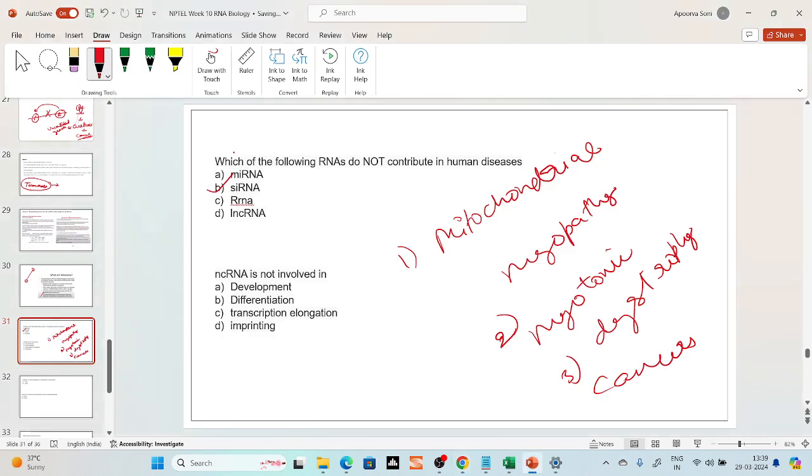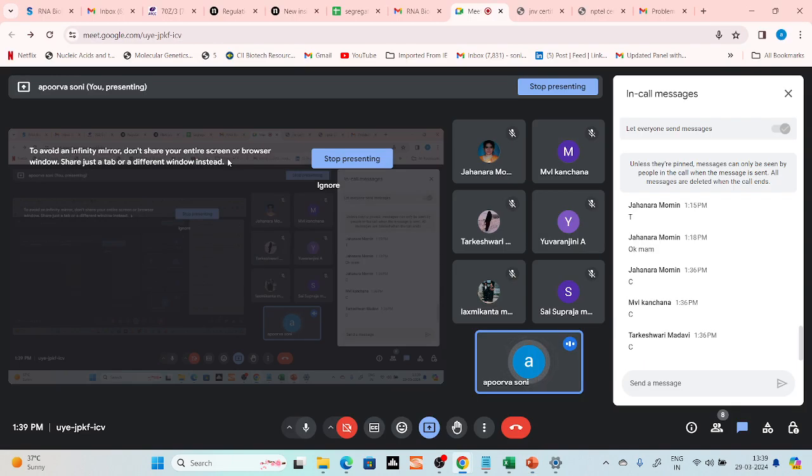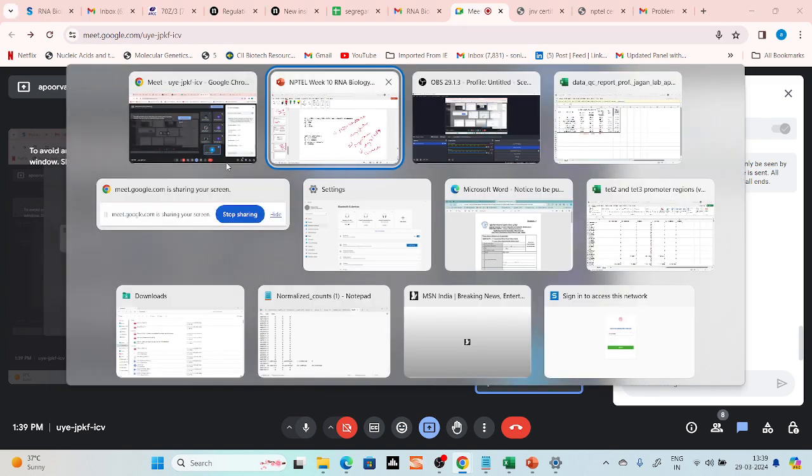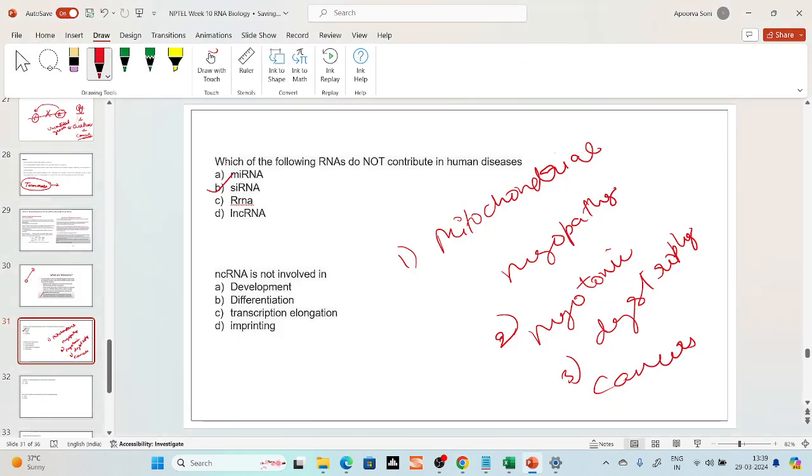Okay. So I think some students have answered. Yeah, so the answer is B and not C. Okay. Next question is, non-coding RNAs are not involved in development, differentiation, transcription elongation, and imprinting. Think.